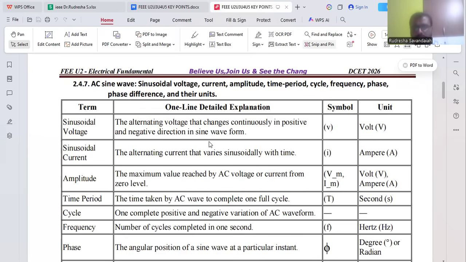Sinusoidal current is the alternating current that varies sinusoidally with time. It is indicated by the symbol I, and the unit is ampere, A.